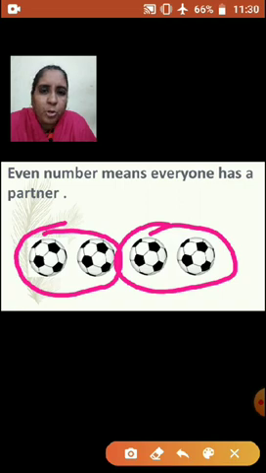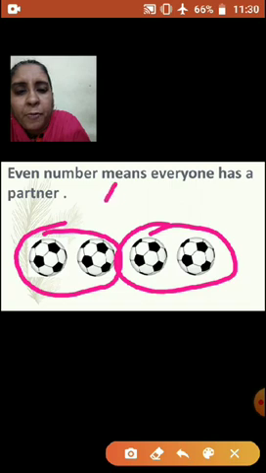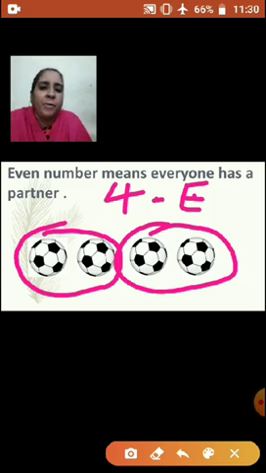No. Both the pairs have 2 balls. They are in pairs of 2. It means all the 4 balls are in pairs. They have a partner. So what does it mean? That number 4 is an even number. Okay, that is, number 4 is an even number.